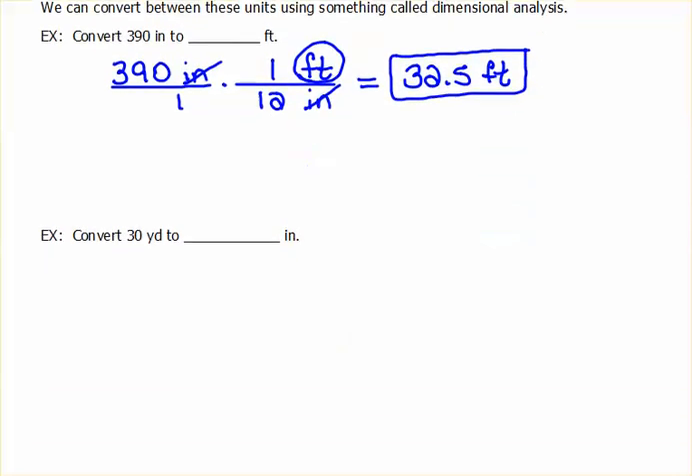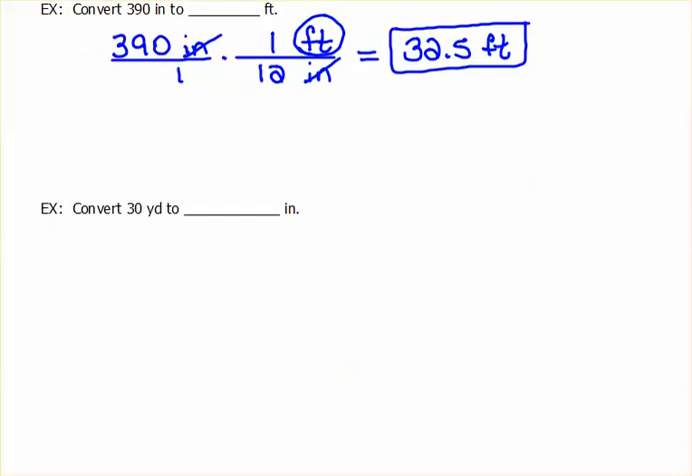And even if it takes more than one step, we can do that also. For instance, here we have one that says, okay, we're starting off with 30 yards. So I'm going to start with 30 yards over 1. And now then I'm going to go and I'm going to put in my conversion factor. I don't want yards, so I'm going to put it on bottom.